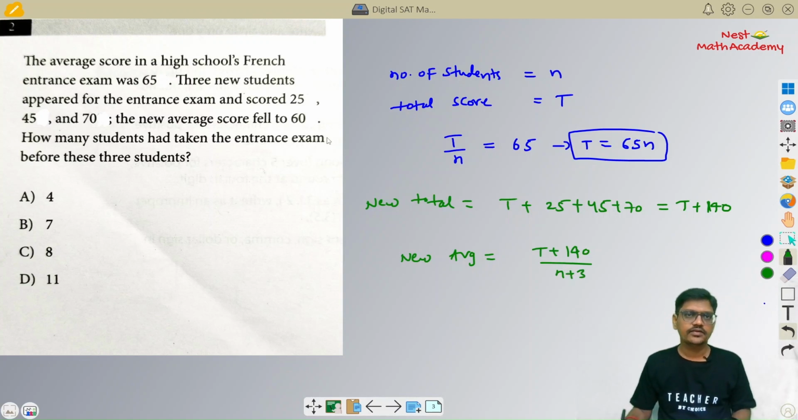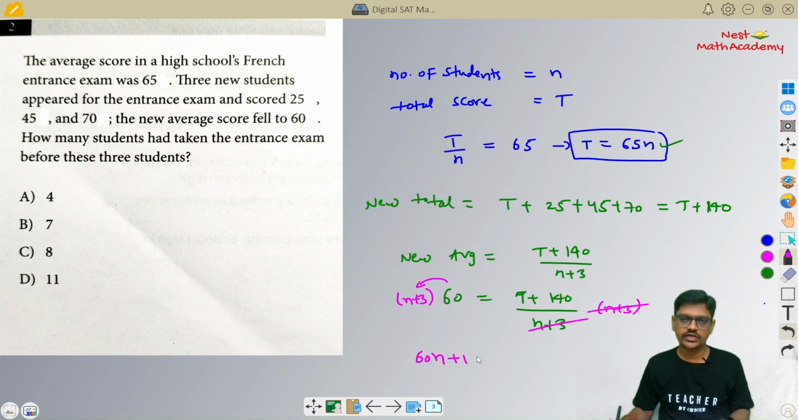Okay. So they have given that the average fell to 60. So therefore that must be equal to 60. 60 is equal to t plus 140 over n plus 3. But we already have t is equal to 65n. I can substitute here and also multiply with n plus 3 on both sides. So here n plus 3 cancels out. Distributing, 60n plus 180 is equal to t plus 140. But in place of t, I can put 65n plus 140.